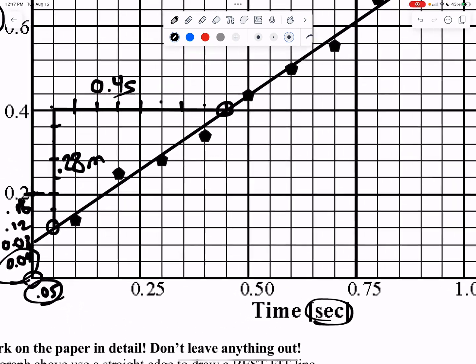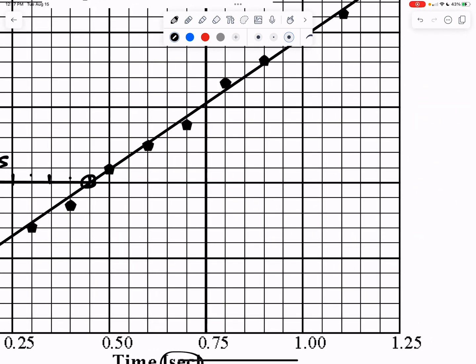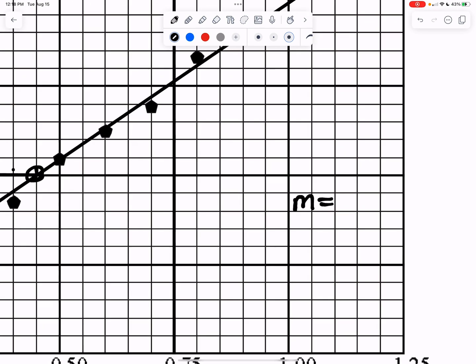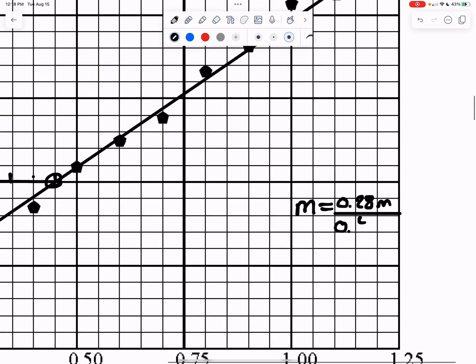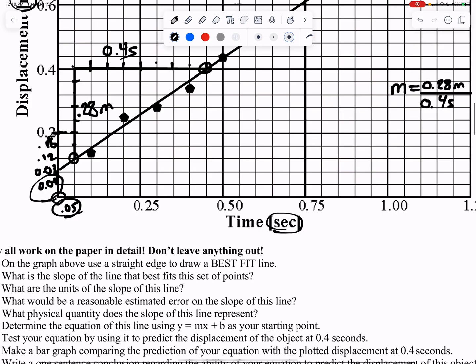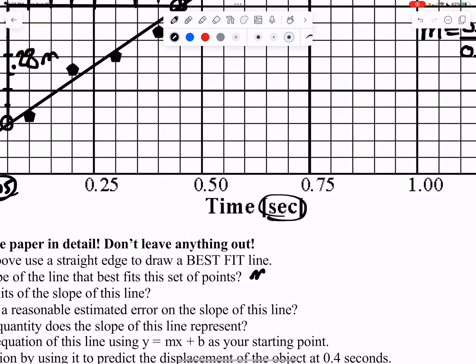So the slope, I'll do this over here. The slope is going to be rise over run. The rise would be 0.28 meters over 0.4 seconds. Go ahead and divide those. 0.28 over 0.4, and we get roughly about 0.70 meters per second. So our slope for part 2 is roughly about 0.70.